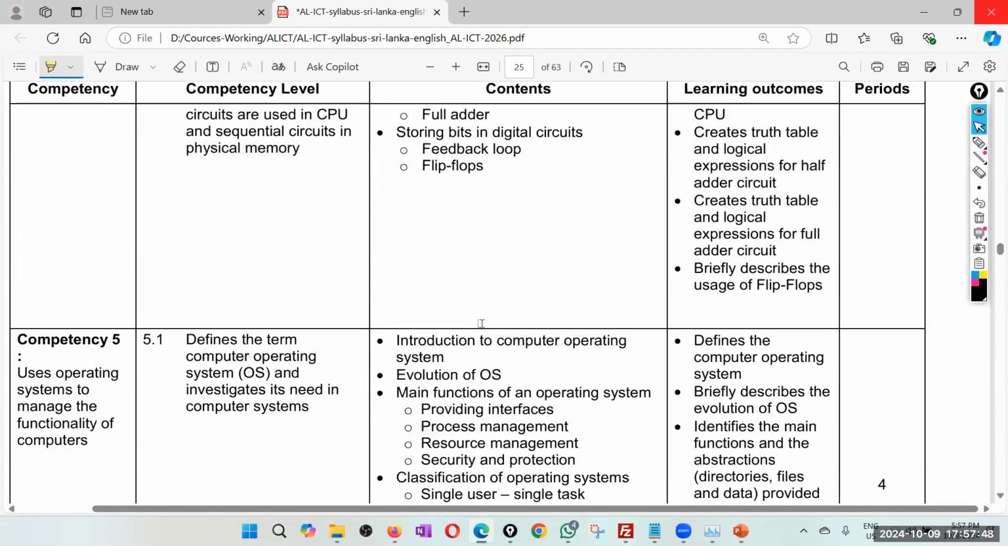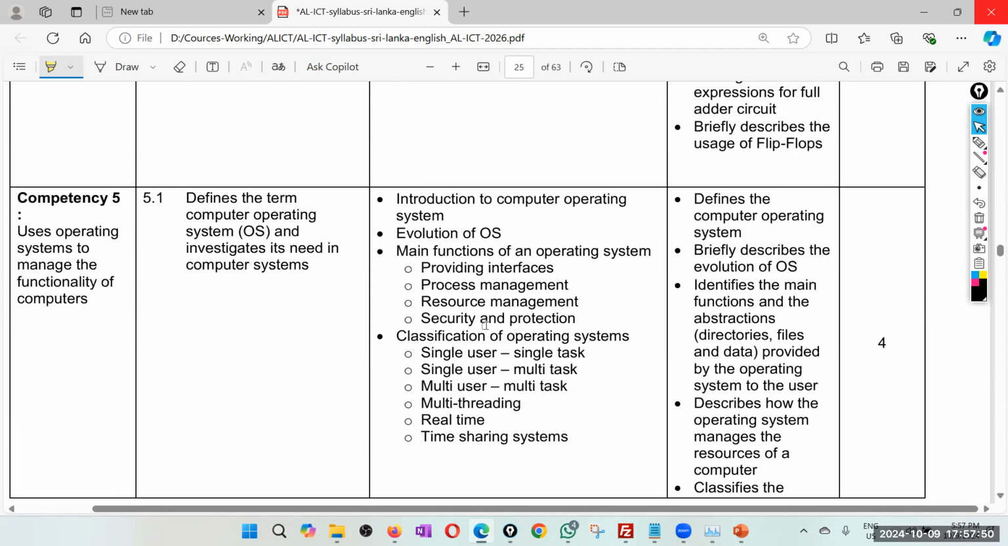Then we will move on to operating systems and so on. Okay. So we'll stop at this point.